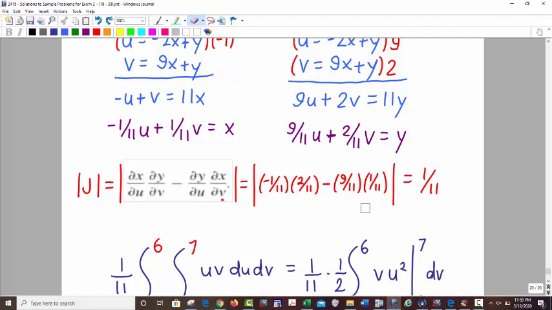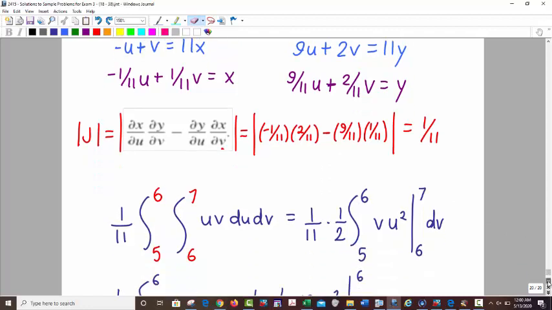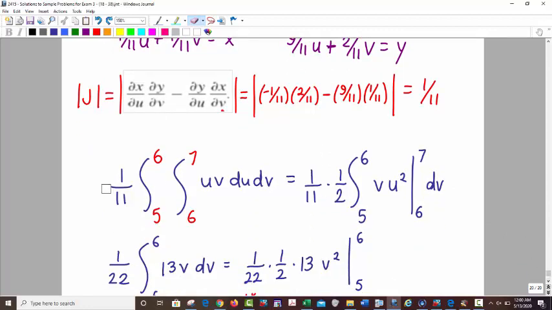So technically the Jacobian itself is negative 1 over 11, but we have to take the absolute value of that to put it into the integral. So that's why we have positive 1 over 11 here, but the inside does equal negative 1 over 11. Just want to make that clear. So I immediately put the Jacobian on the outside. So we're going 6 to 7 on u, 5 to 6 on v.